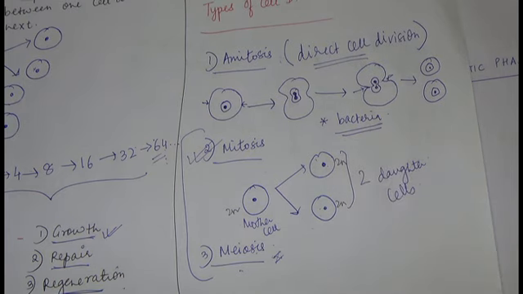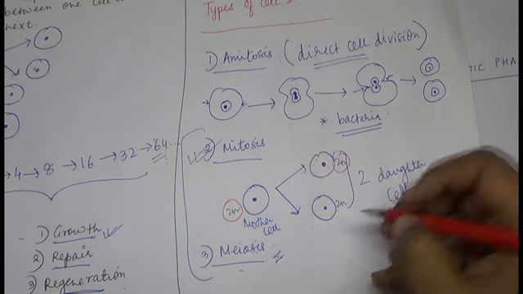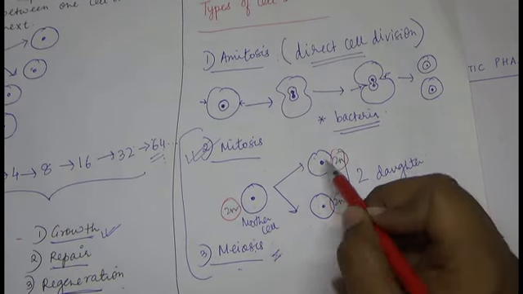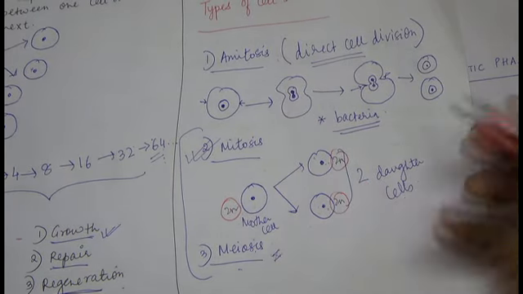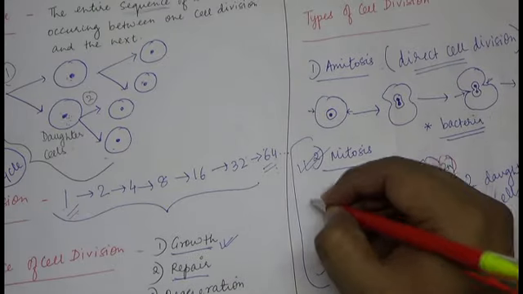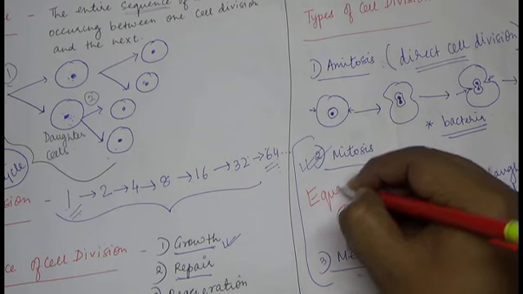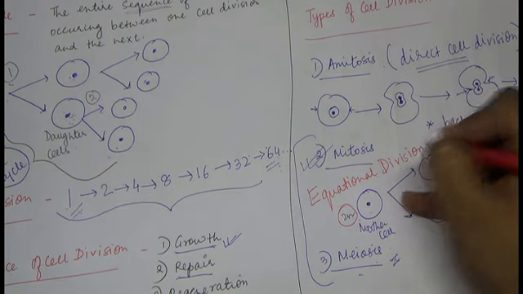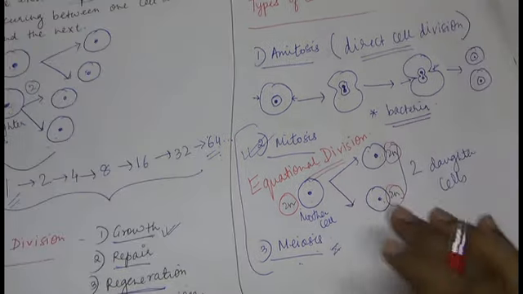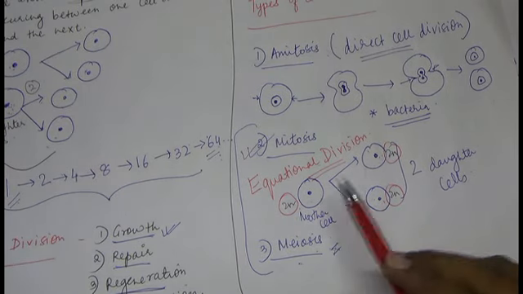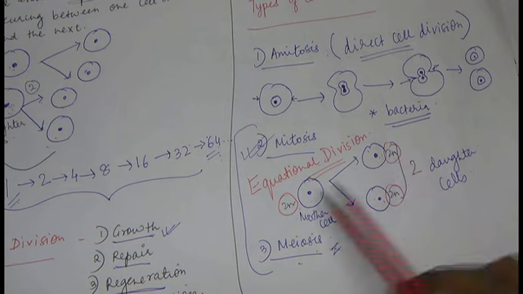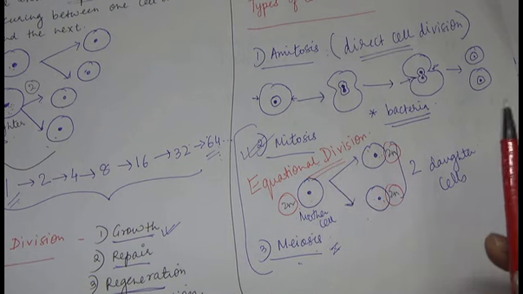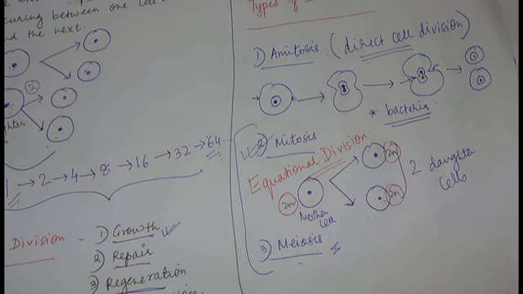As you can see very well, the chromosome number between the mother and the daughter cells is the same. Hence this is the reason why mitosis is sometimes called equational division. This is the reason why it is called equational division, because there is an equation between the number of chromosomes in the mother cell and the daughter cell. The chromosome number is maintained, it does not change. Clear? And there are 2 daughter cells which are produced.